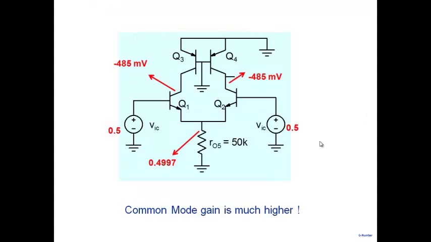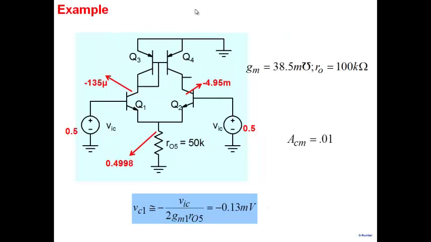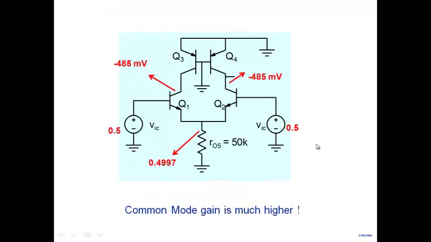Now, if we go back to a stage where we had this Q3 and Q4, which were biased through a voltage source here, and we had seen problems with that particular stage. If we look at common mode gain of that particular stage, we find that the voltage at this particular node is very close to the voltage that we apply here, and common mode gain is much higher here. The common mode gain is close to unity as compared to the differential pair with current mirror load, where the common mode gain is 1 by 100 here.